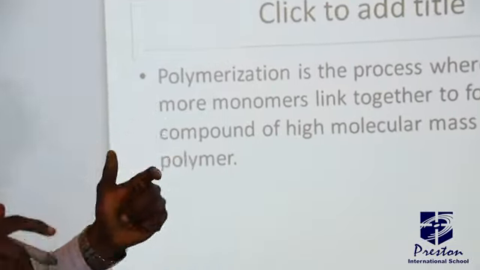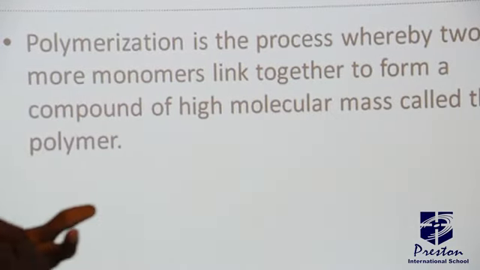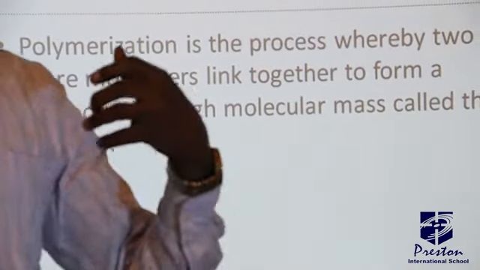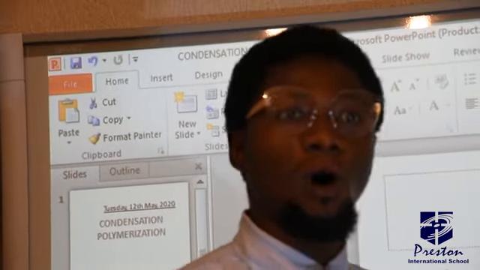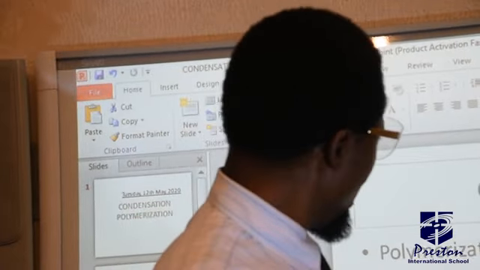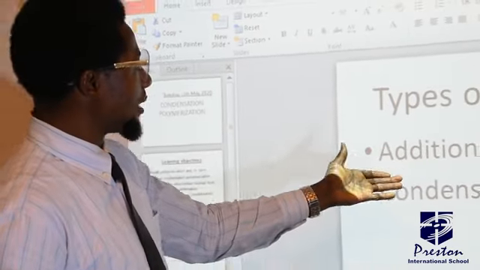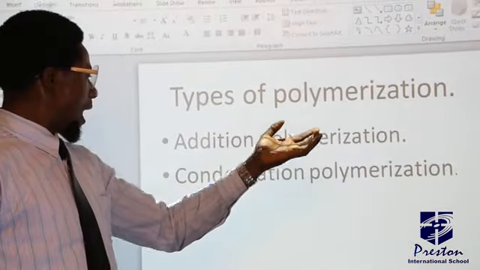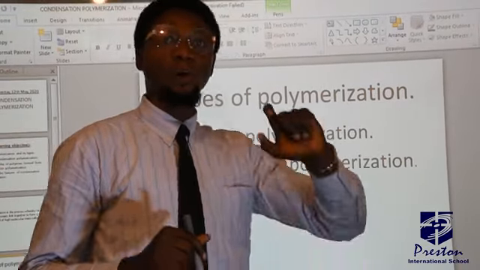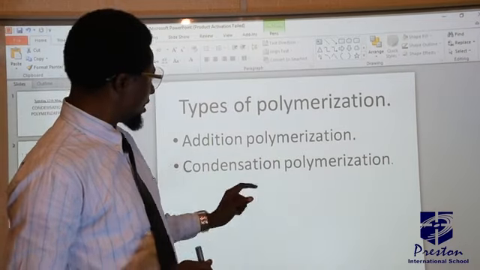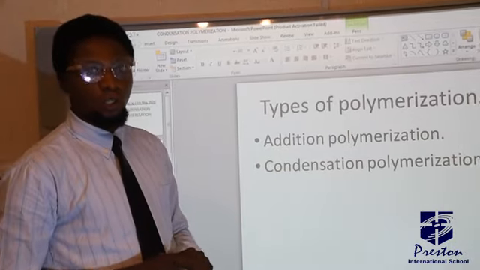We want to use this to recall what we have done in the last class. Polymerization. We shouldn't forget that polymerization is the process by which different monomers or same monomers come together to form a complex polymer. And we also look at the various types of polymerization, that is addition polymerization and condensation polymerization. In our last class, we discussed addition polymerization. But just like I have said, today we are going to discuss condensation polymerization.